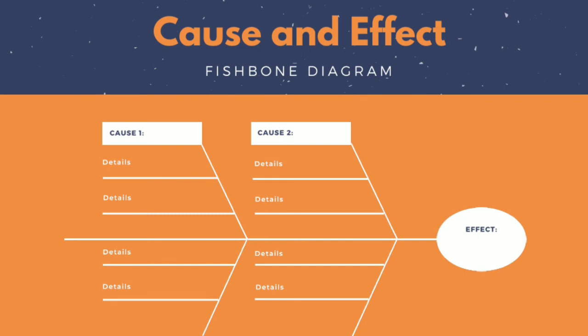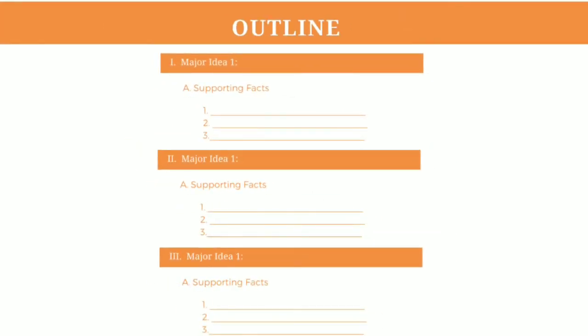Another kind of graphic organizer is the fishbone diagram. This is used when you are going to organize an academic writing that shows cause and effect. Another way of organizing ideas aside from a graphic organizer is making an outline.